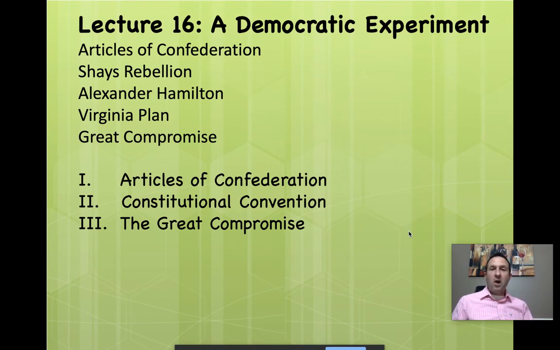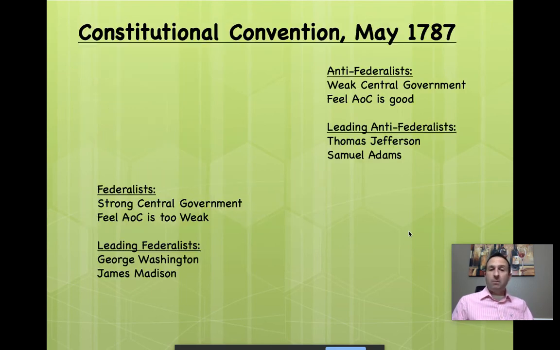Something's wrong here. Of course, the argument comes down to big versus small government. And then do we just reform the Articles government or do we replace it? Now, I want to give you some example of who were leading Federalists and who were leading Anti-Federalists. Some of these men might shock you. Now, on the Federalist side, remember, they favor a strong central government. They believe that the Articles of Confederation is too weak. And so leading Federalists include, well, George Washington and James Madison.